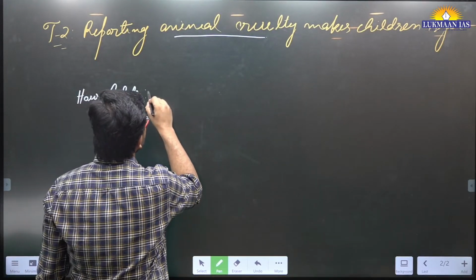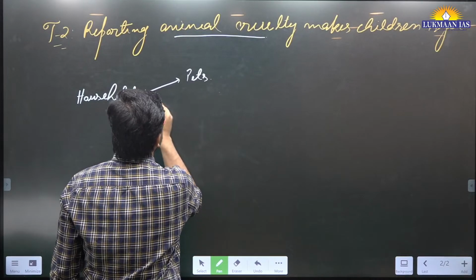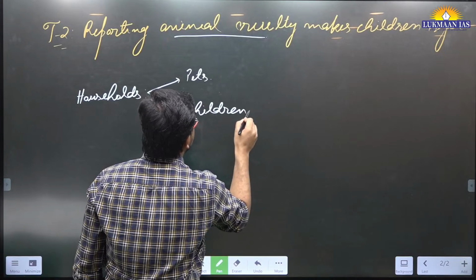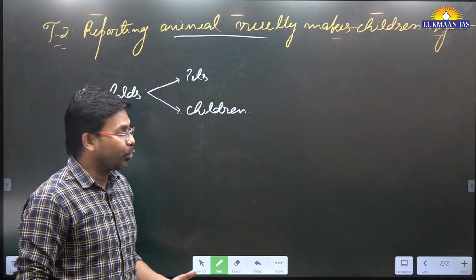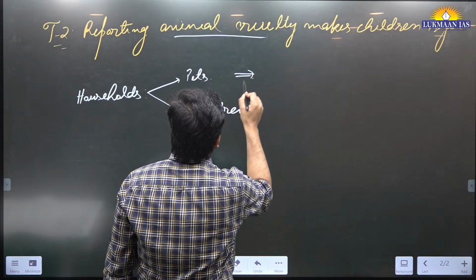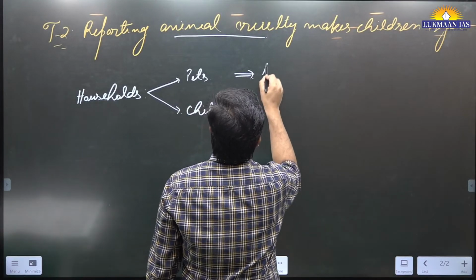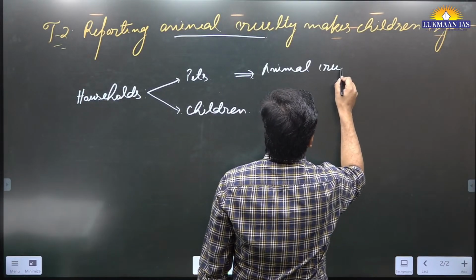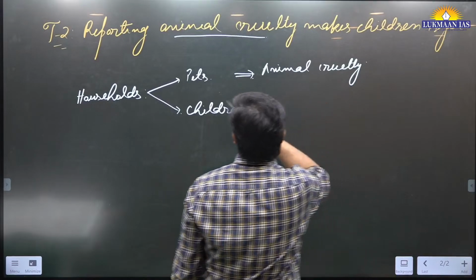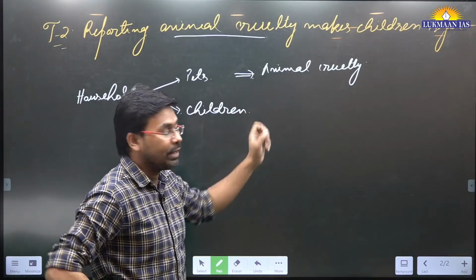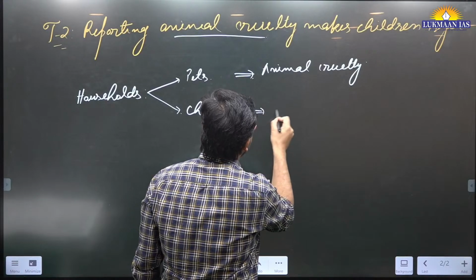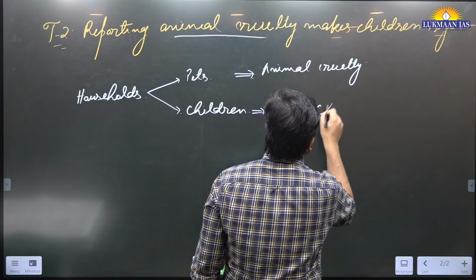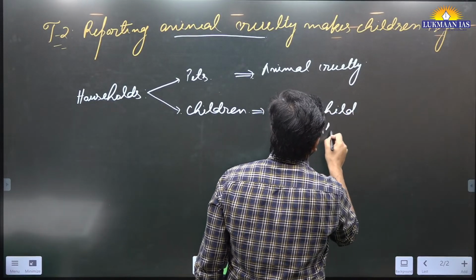So in many households, they keep pets also, right? They keep pets. And those households, if they have children, it was noticed, it was reported by some of the agencies that whenever they have pets and there are cruelties associated with these pets in the household, if there is animal cruelty in the household, what will happen? In the same household, it has been noticed that in 83% of the cases, there is child abuse also.